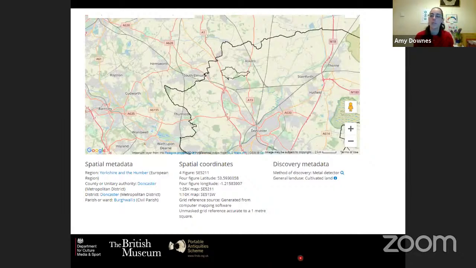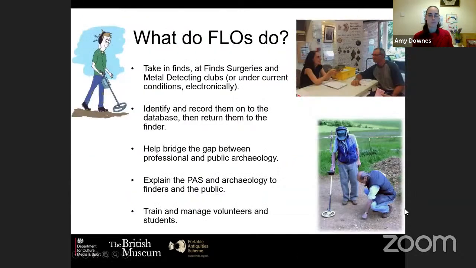So the database then is like a giant virtual museum, a resource ready to be tapped. But what's my role in this work? Most of the people working for the PAS are FLOs like me. In addition, there's a small management team at the British Museum of 3 people, and there's also a small team of national finds advisors who are specialists in specific periods, and they train the FLOs and manage the quality of the data.